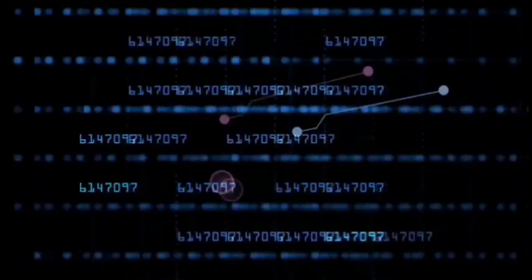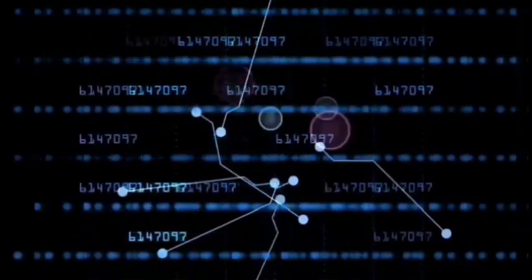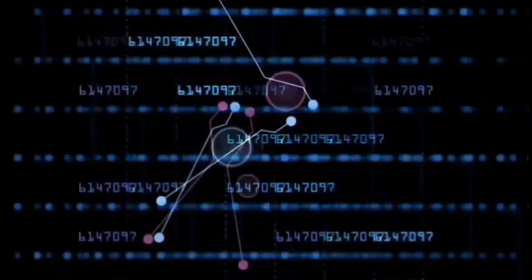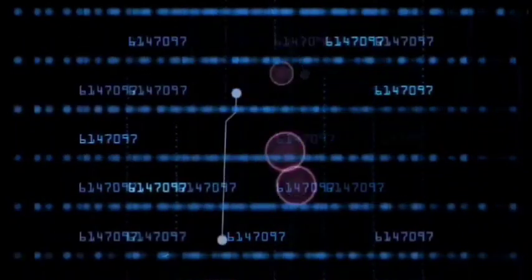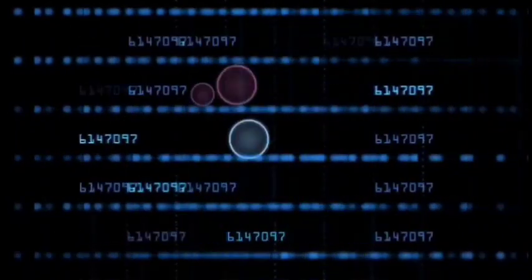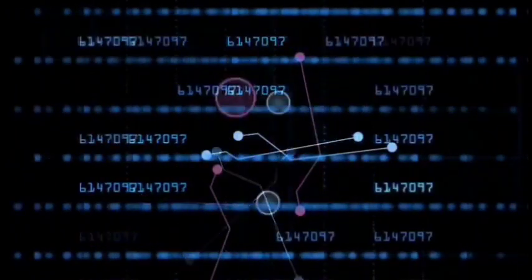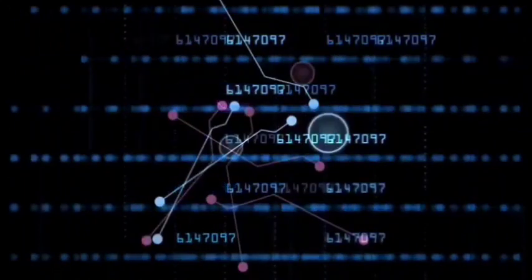AI systems use algorithms and machine learning techniques to analyze data, learn from patterns, and make decisions or predictions based on that information. There are several types of AI, including: 1. Rule-based AI. These systems use a set of predefined rules to make decisions. They follow a rigid decision-making process and cannot learn from new data.